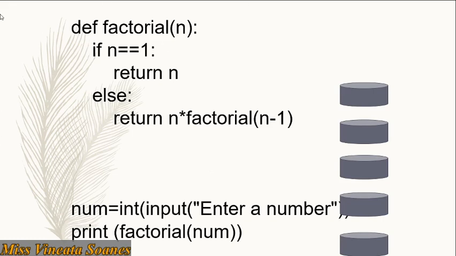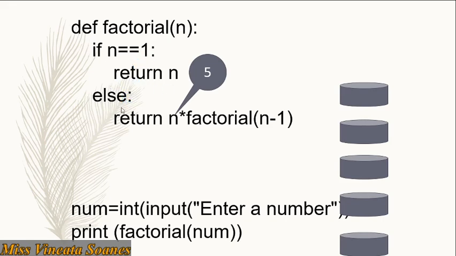So let's have a look at this program, what it's doing. First of all, we start with the main. This is the main: num is int of input, enter number. So you're asking for a number, and this number is stored in num. Immediately after that, you're trying to print something, and you're calling this function, and you are sending num also. Let's assume that the number you got from here is 5. So basically you're sending 5 to factorial. Then you check if 5 is equal to 1. No, it's not equal to 1, so it's not going to return n.